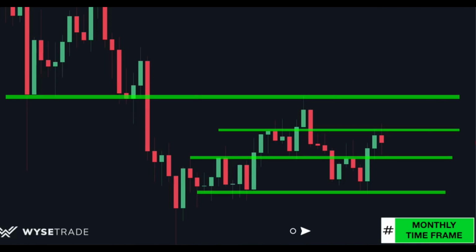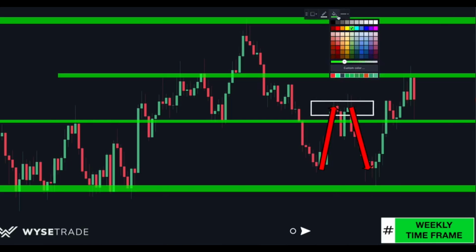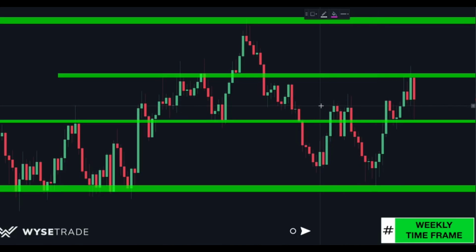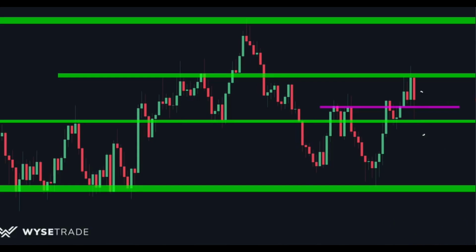So here we have all the monthly levels drawn in, and we jump to the weekly to further confirm these levels. Now here in the weekly time frame, you can see how the monthly levels fit in. We also have this weekly level here, so we draw it in. Notice how price recently blew right through this weekly level, tapped the monthly level and snapped right back, causing this wick to form. Now I'm going to show you how this played out on the daily.